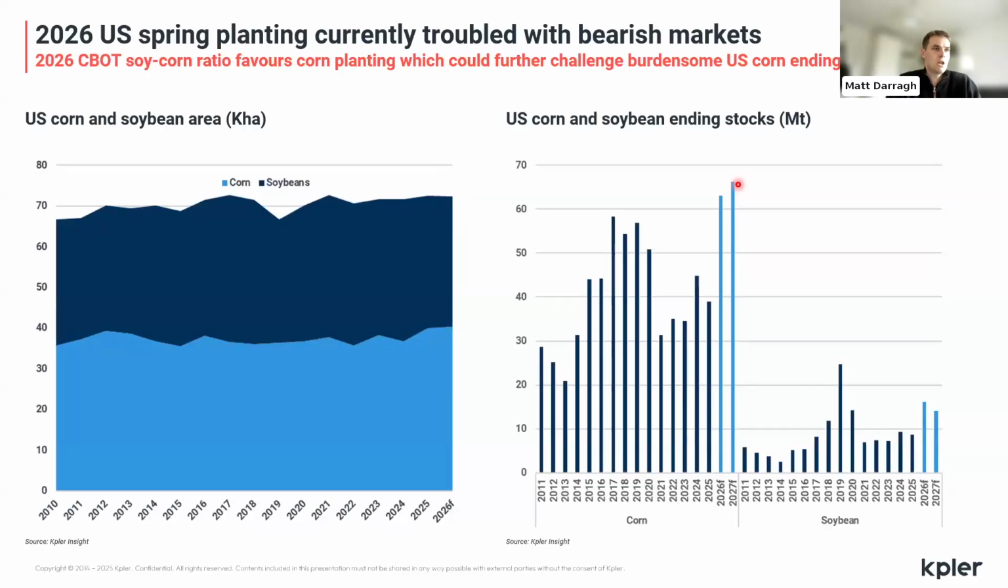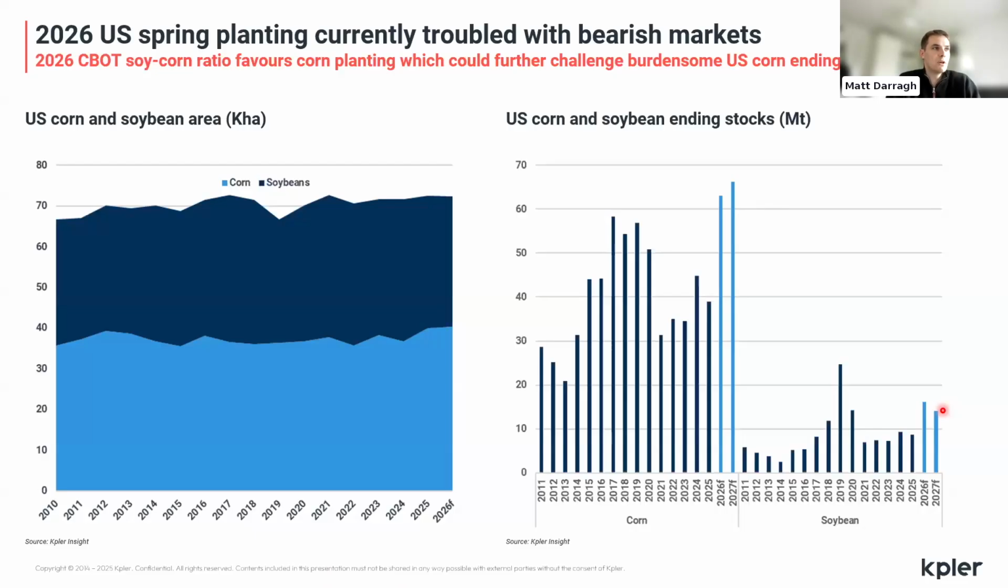Whereas in contrast, for the soybean crop, we've got a tightening in the area at the moment based on the current soy corn ratio. Due to that lower production, we would expect to see a little bit of a contraction in production, and therefore the ending stocks falling lower.